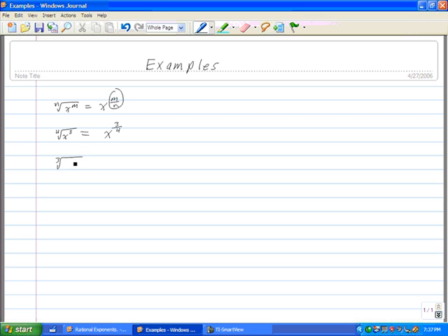The third root of y to the 8th. y is the base, 8th power on top, third root on the bottom. There we go. That's easy.